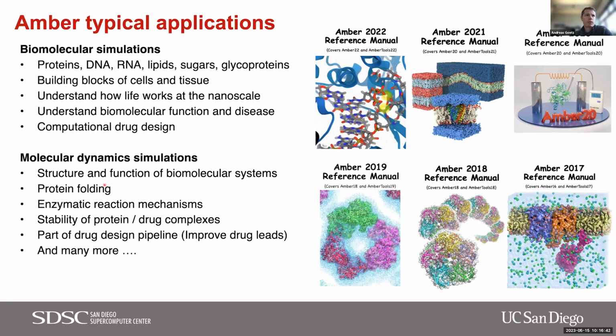So, we can study things like protein folding, enzymatic reaction mechanisms. For those, we actually have to use QM/MM, so mixed quantum classical methods. But with classical methods, we can look at stability of protein drug complexes, as part of the drug design pipeline, for instance, to improve drug leads. And there are many, many more applications that people are doing with it.